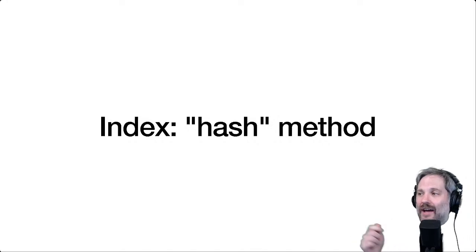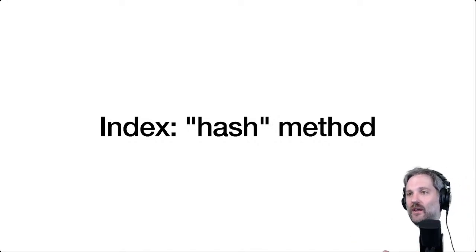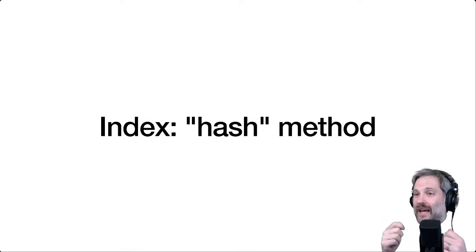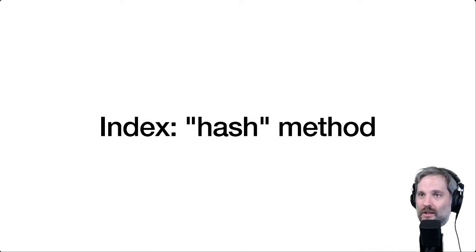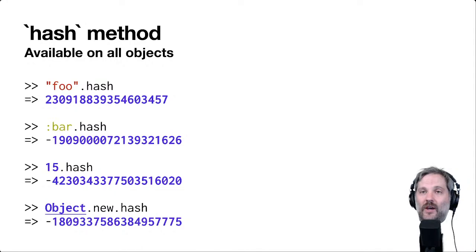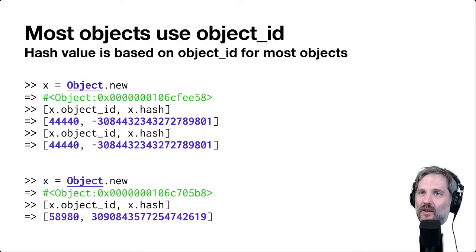It'll call .hash on the object that is the key, and that method will return an integer, and then the hash algorithm uses that integer to figure out where it should put that object in that big array. We can look at the hash method on all types of objects. Every object has this method, as you can see here. We can call it on strings, integers, whatever. So everything has one. Now, the implementation of the hash method, in most cases, for most objects, will use the object ID to calculate that return value.